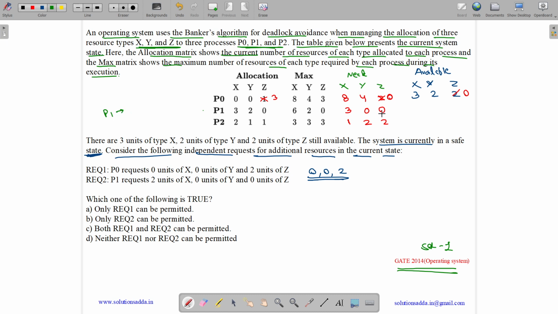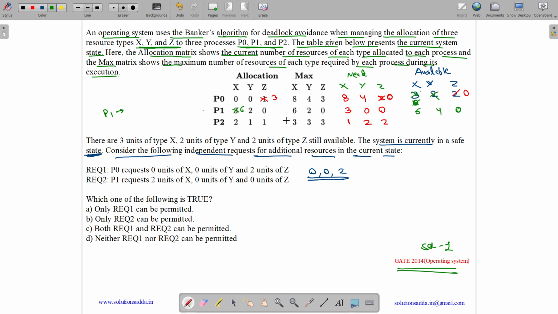So when P1 is done, we can allocate 300 to it. So remaining is 3 minus 3, 0 remains and 3 gets incremented over here. So we get 6. Now after doing its action, it will release all the allocated. So 0 plus 6 becomes 6, 2 plus 2 becomes 4 and 0 plus 0 becomes 0.